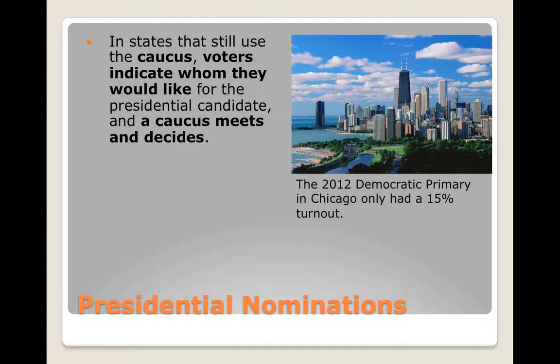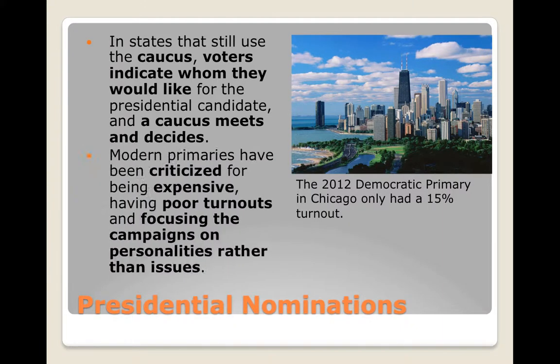In states that still use the caucus, voters indicate whom they would like for the presidential candidate, and a caucus meets and decides. Modern primaries have been criticized for being expensive, having poor turnouts, and focusing the campaigns on personalities rather than the issues. In 2012, the Democratic primary in Chicago only had a turnout of 15%. Because Chicago is largely Democratic, and people were certain that it would turn out a certain way, they didn't bother to show up.